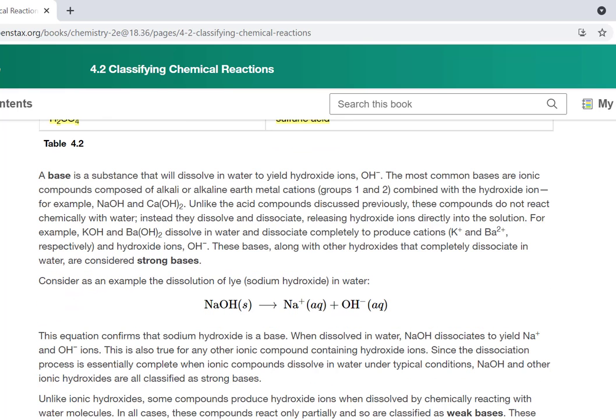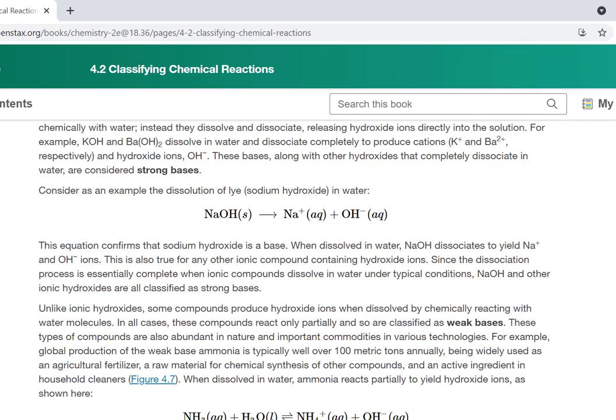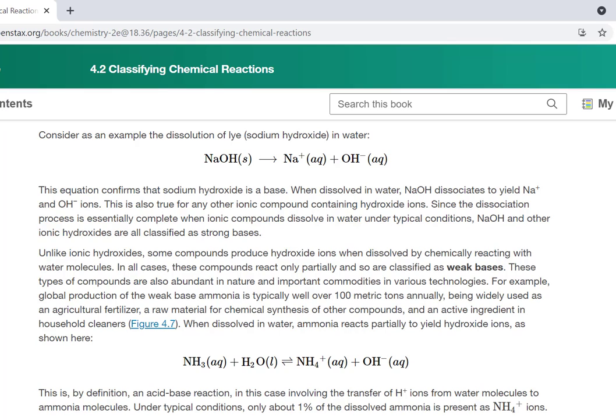A base is something that will produce hydroxide ions when it dissolves in water. Here we're showing an example: sodium hydroxide is a solid, but if we put it into water, it breaks apart into sodium ions and hydroxide ions. So it is a base because one of the ions it produces is hydroxide. Similarly, there's a discussion here of strong and weak bases. We're not going to worry about that too much until next semester. But the most common of the weak bases is ammonia, and you can see it there.